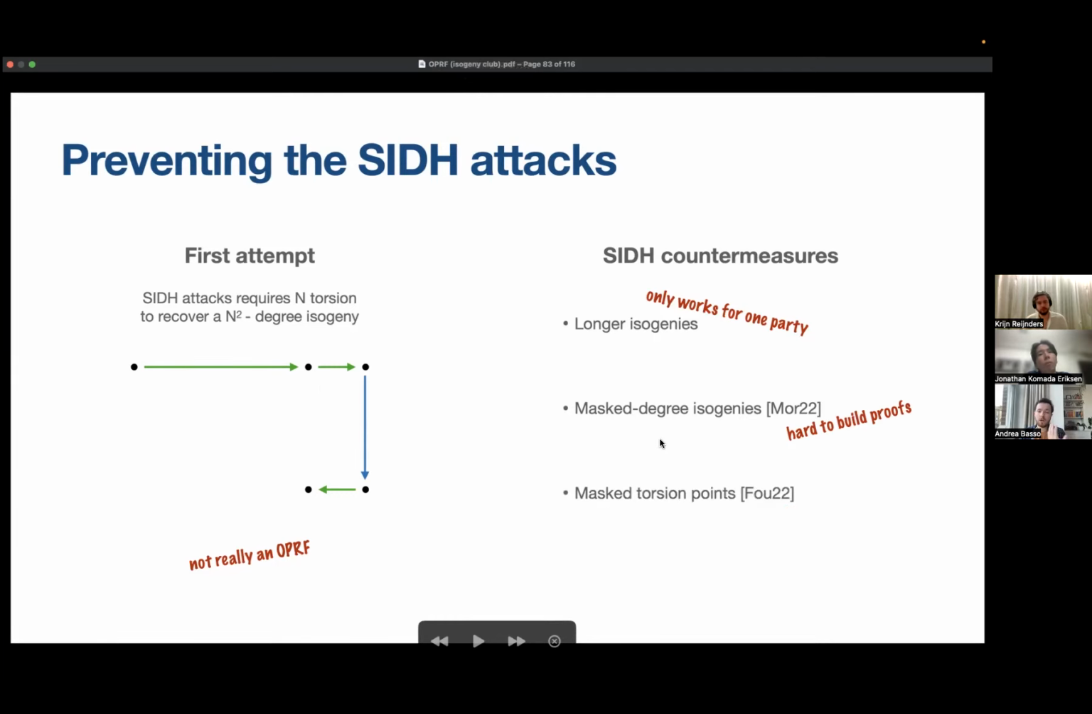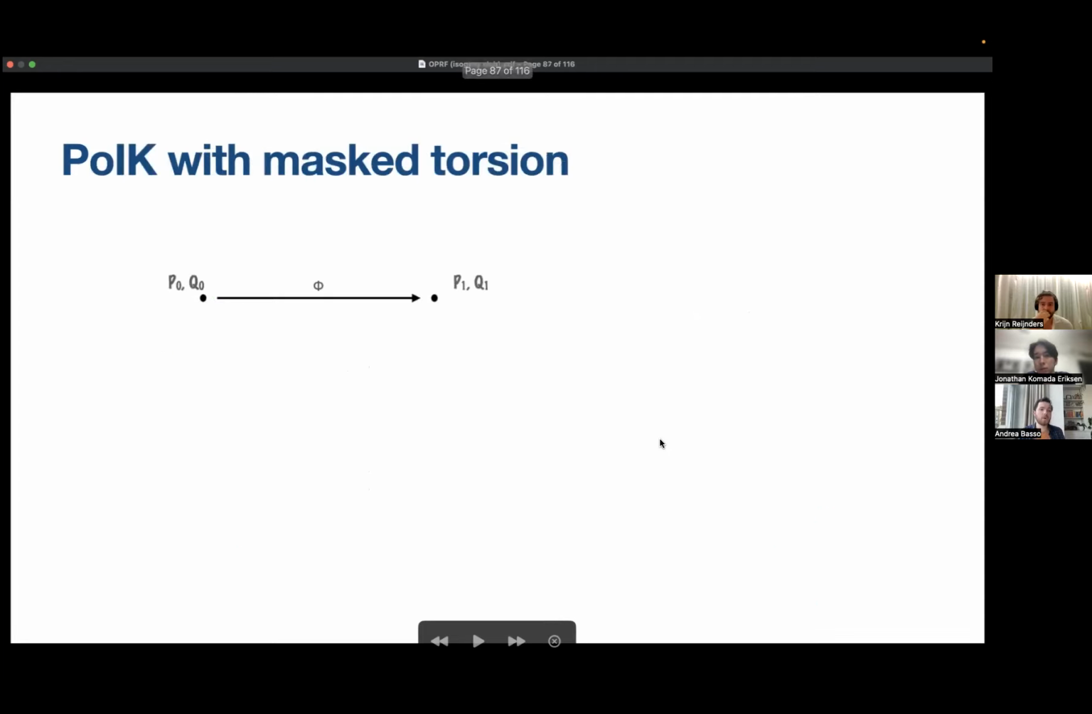So then the only option that seemed to be working is using masked torsion points. In this case, only the torsion points are masked, but the degree is fixed, which is more likely to lead to a zero-knowledge proof. And indeed, we see that it's correct and it works. It does require a much larger prime than regular SIDH, the one that was broken. And it also needs a new proof of isogeny knowledge that needs to be adapted, but is somewhat more likely. And indeed, in this work, we propose a new proof of isogeny knowledge that works with masked torsion.